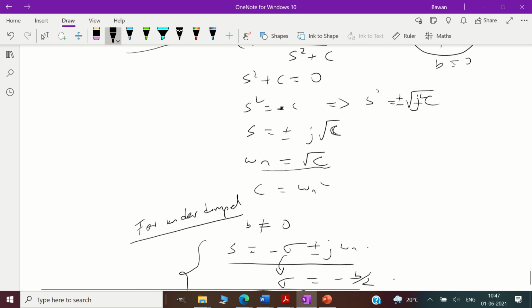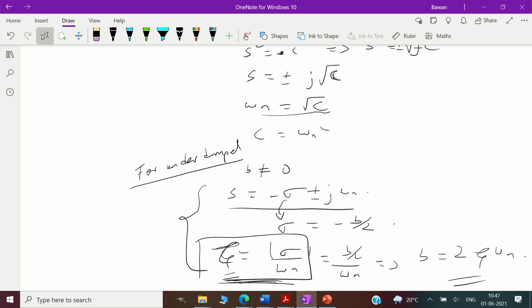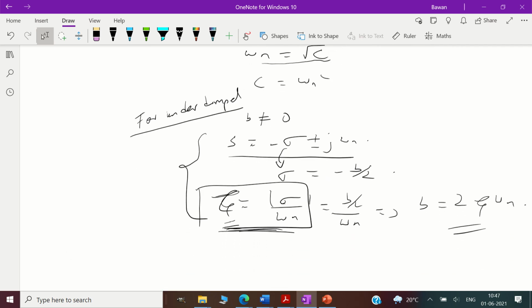I hope it's clear. And of course, for an underdamped response, by which I mean when b is not equal to 0, you'll have s1,2 equal to sigma plus minus j omega n. All the roots will be given by sigma plus minus j omega n, where sigma is equal to minus b by 2, and zeta will be equal to sigma by omega n, which gives you b by 2 by omega n, which implies that b is equal to 2 sigma or 2 zeta omega n. So those are a few expressions and relationships in this underdamped system.